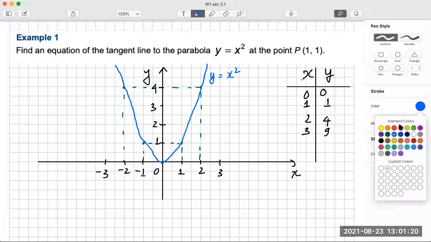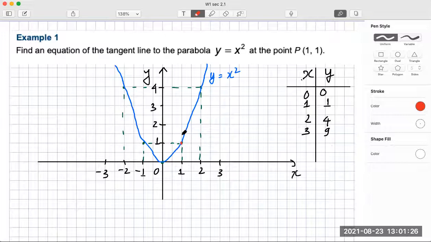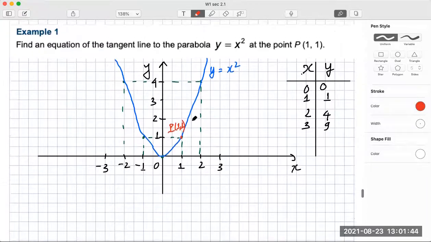And where is the point P? Right here. Okay. P(1, 1). Very good. But how can we just imagine and guess? It touches this curve at only one point here. It should be somehow like this, okay? This is what we guess. But how can we do this mathematically?